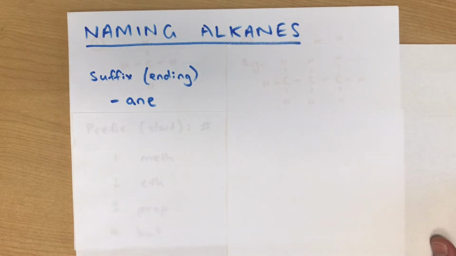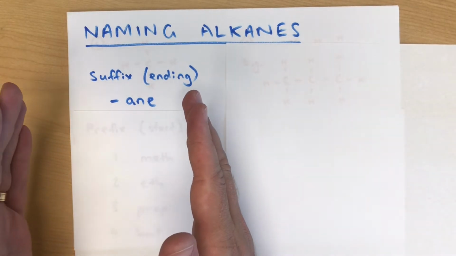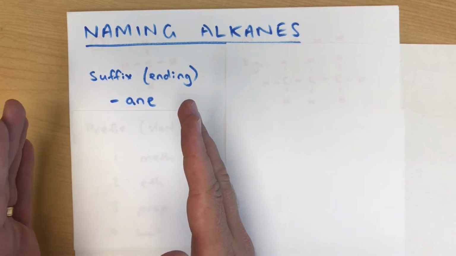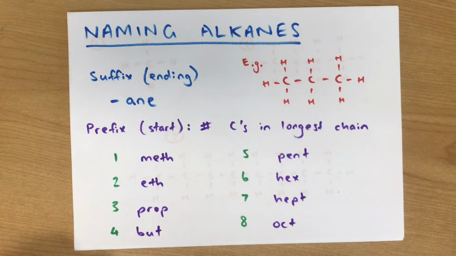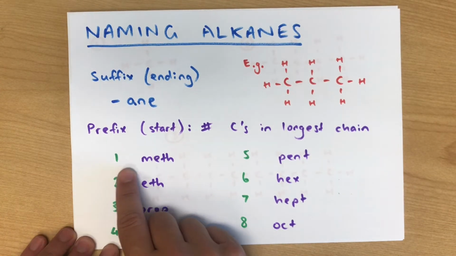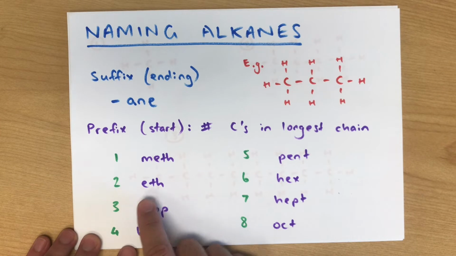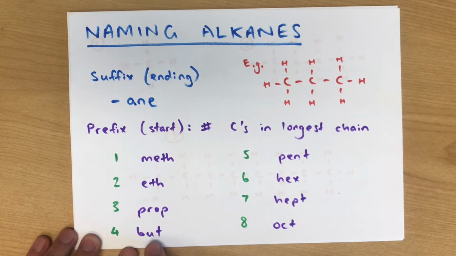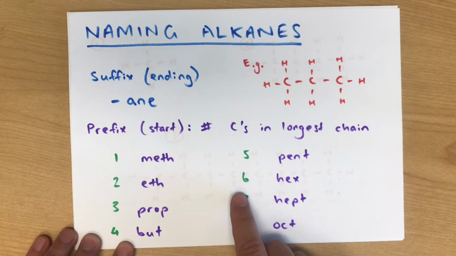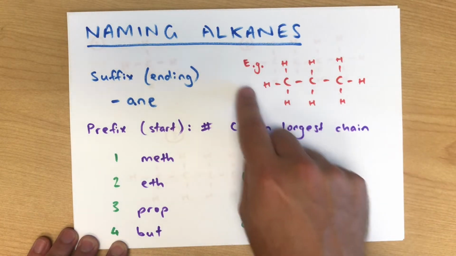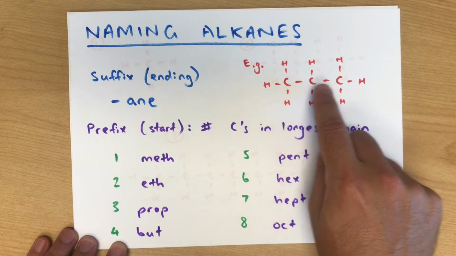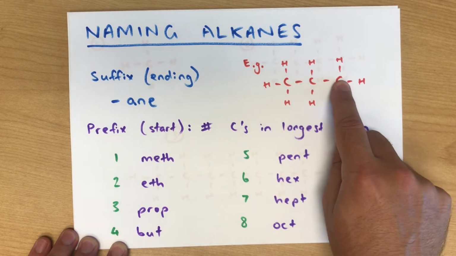Then there are a wide range of prefixes available, and the prefixes, or the first bit of the name, tells us how many carbons are in the longest carbon chain. So here are the possible prefixes that we could come across. If there's only 1 carbon in the chain, it's meth. 2 carbons is eth, 3 carbons prop, 4 carbons but, 5 carbons pent, 6 carbons hex, 7 carbons hept, 8 carbons oct.